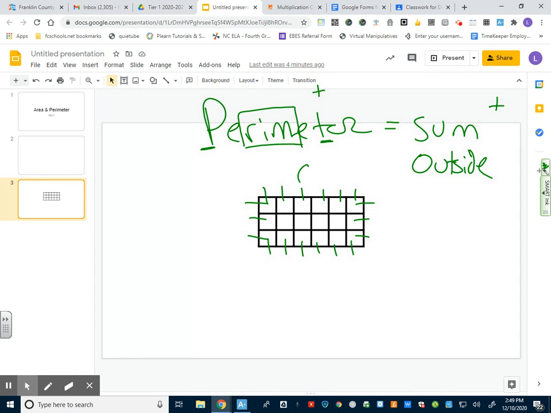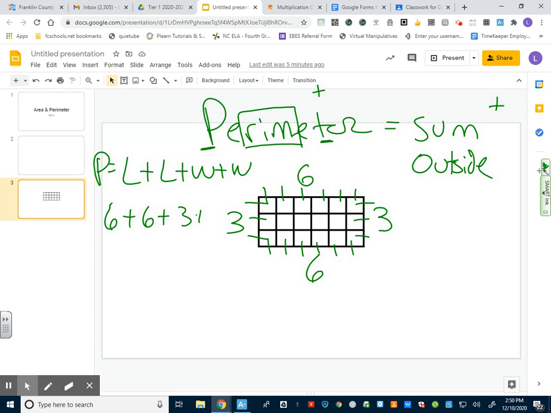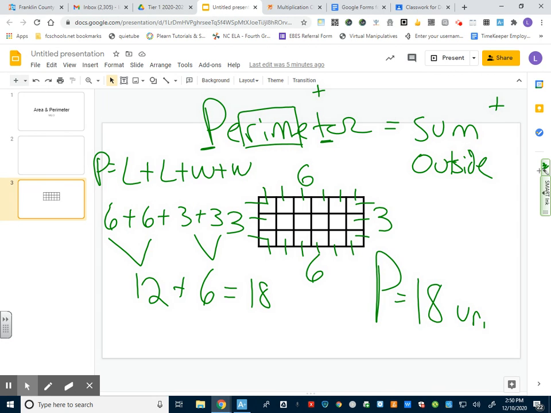And I can check that by putting the distances of each side on the side and adding those together. Since perimeter would be length plus length plus width plus width, we have 6 plus 6 plus 3 plus 3. Well, 6 and 6 is 12. 3 and 3 is 6. 6 plus 12 is 18. So the perimeter is 18 units.